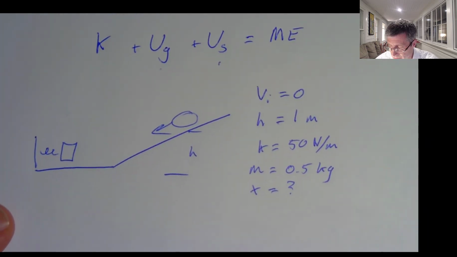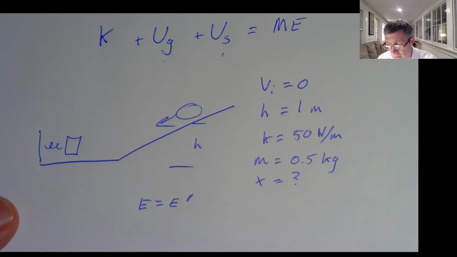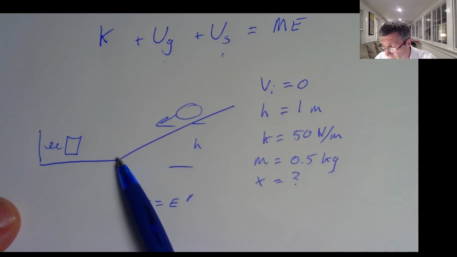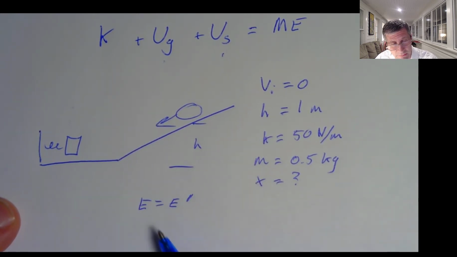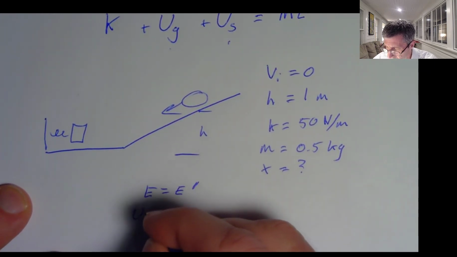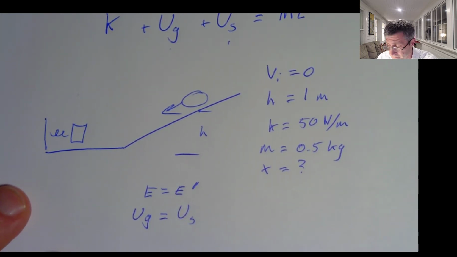Again, like all my energy problems, I want to start out saying the energy that I start with is going to be the energy that I end with. So I'm assuming this is losing no energy to friction or other things. This is maintaining mechanical energy. This is my way of stating that assumption. So I'm going to start with gravitational potential energy, and I'm going to end with potential spring energy.